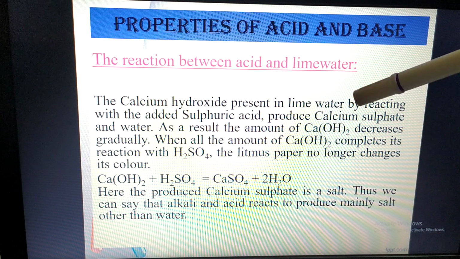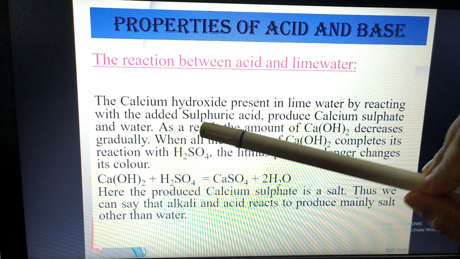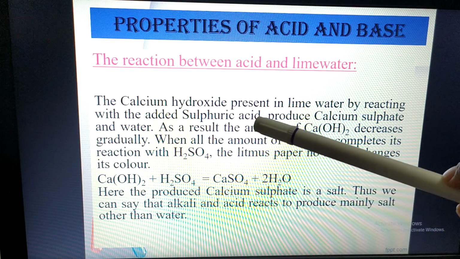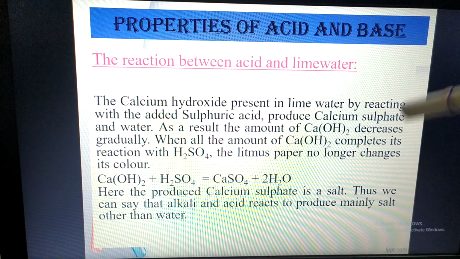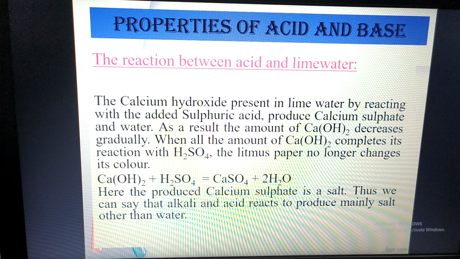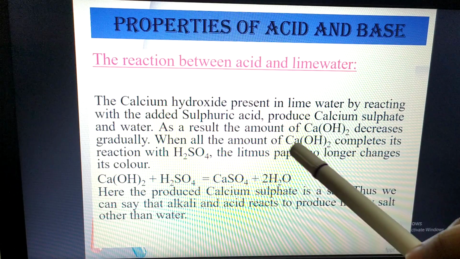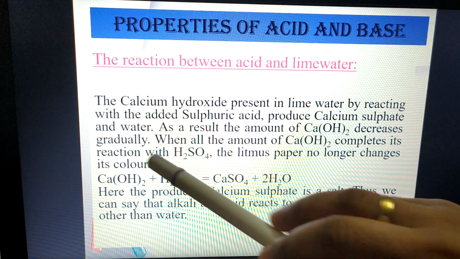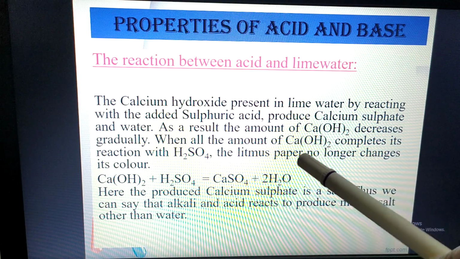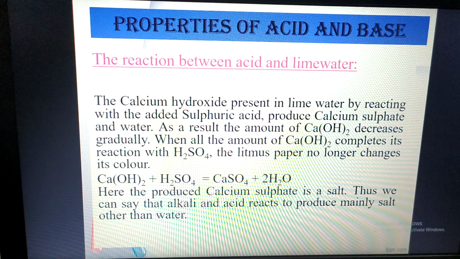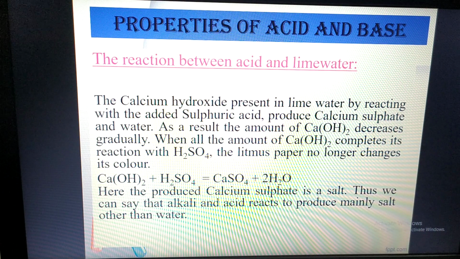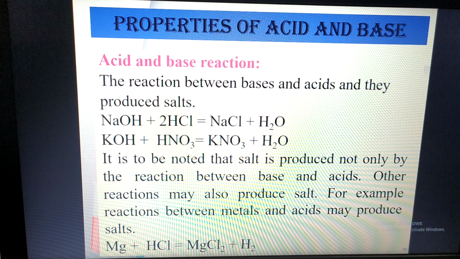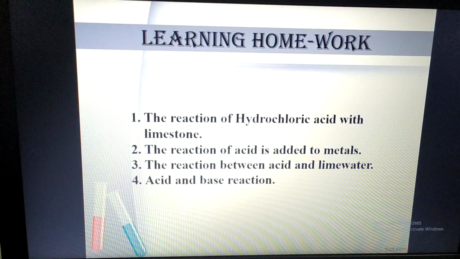The calcium hydroxide present in lime water is reacting with the added sulfuric acid, producing calcium sulfate and water. As a result, the amount of calcium hydroxide decreases gradually. Okay, when all the calcium hydroxide completes its reaction with sulfuric acid, the litmus paper no longer changes its color. As you know, it will not show any color change in the solution. Then acid and base reaction.